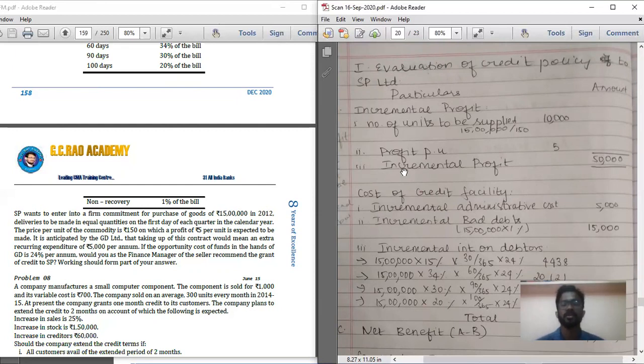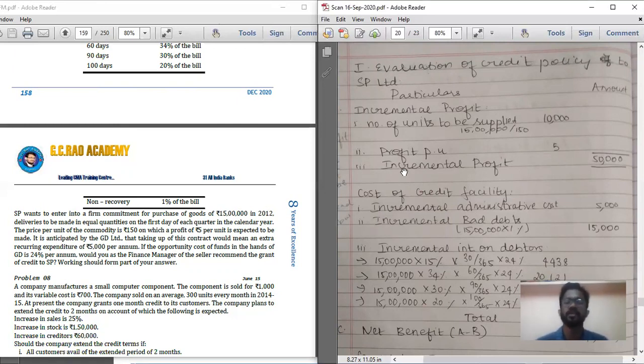Below that, particulars, capital A, incremental profit. That is, because of accepting this offer, what is the profit I am getting? Totally 15 lakhs I am asking, that is, I am purchasing 15 lakhs worth of goods. Each unit costs 150 rupees. 15 lakhs divided by 150, that is 10,000 units.